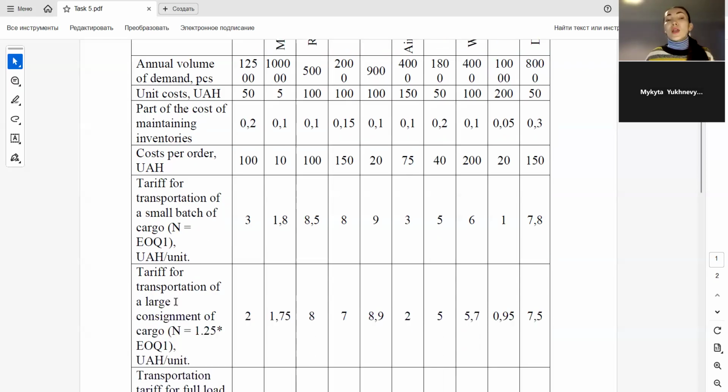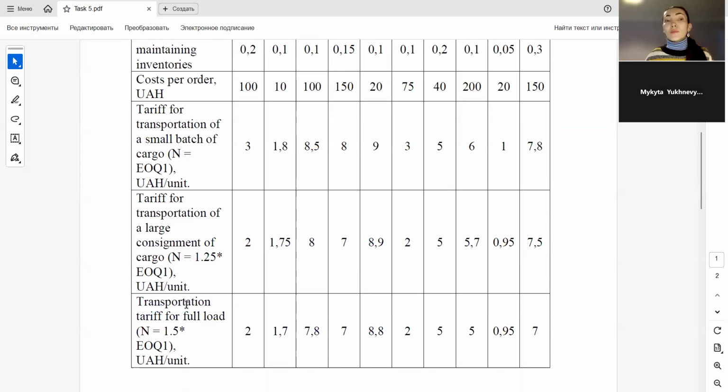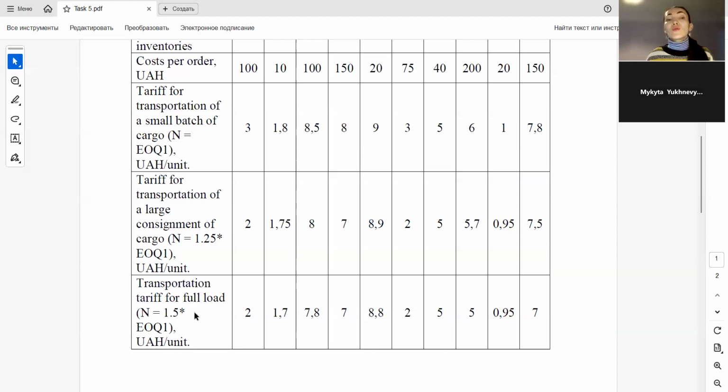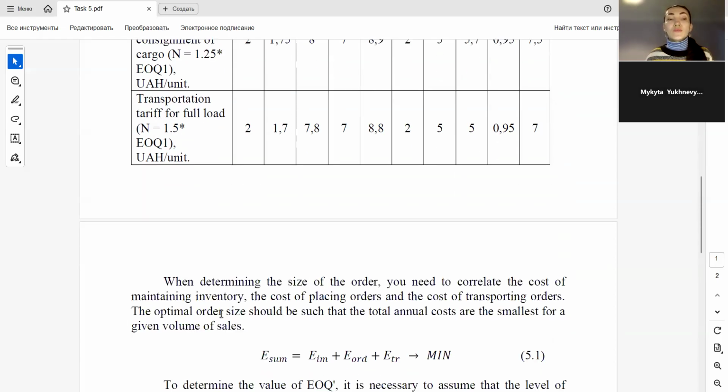Today we will calculate three types of EOQ. We use a small batch of order, we use a large consignment of cargo, and we use a full lot, when we use all space in our transport, and in our future calculations we could find how it could be better or not.